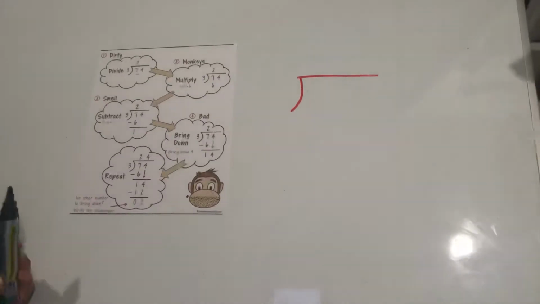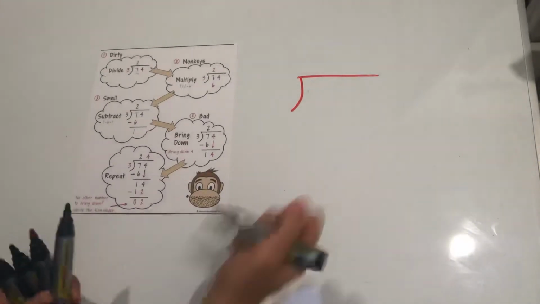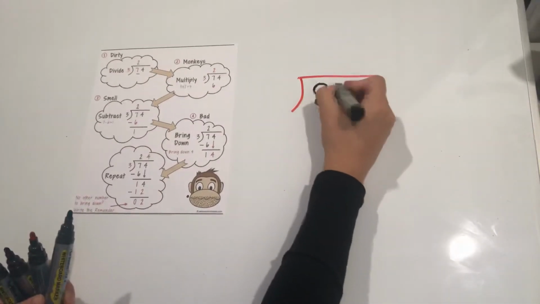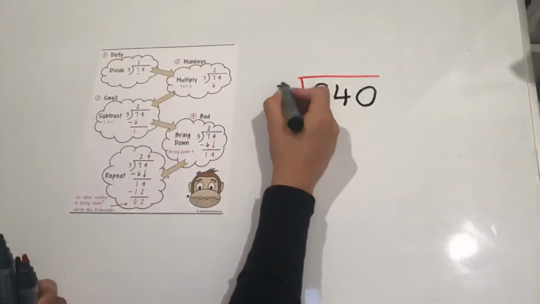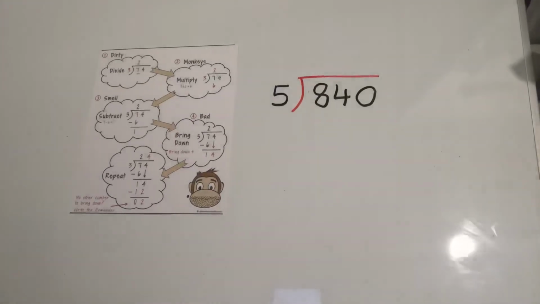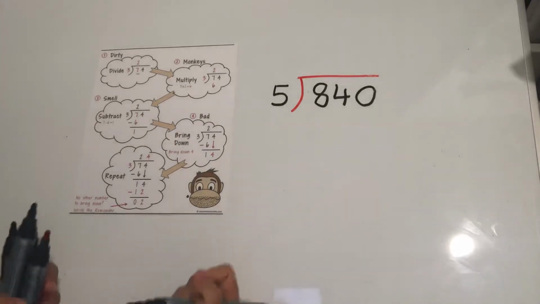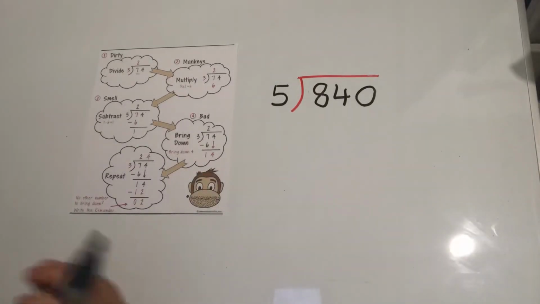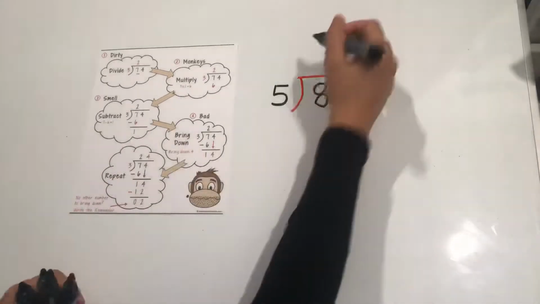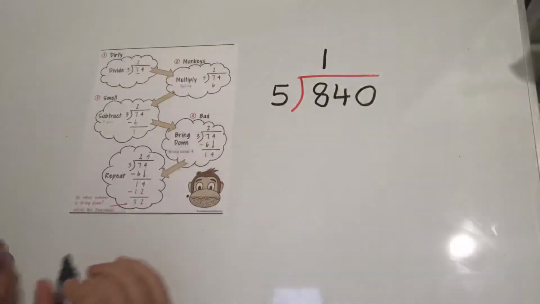Okay, our last one that we'll do together. 840 divided by 5. So, can we share 8 amongst 5? Think, how many times does 5 go into 8? We know 5 goes into 8, remembering that this is 800s as well. 5 goes into 800s once. So we record our 1 at the top in the answer.